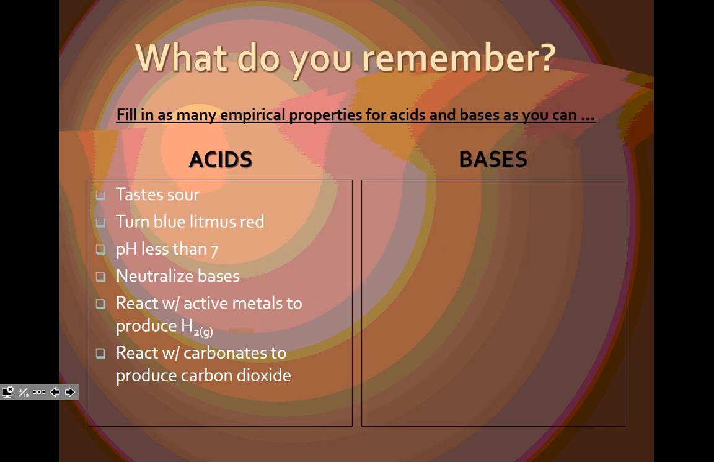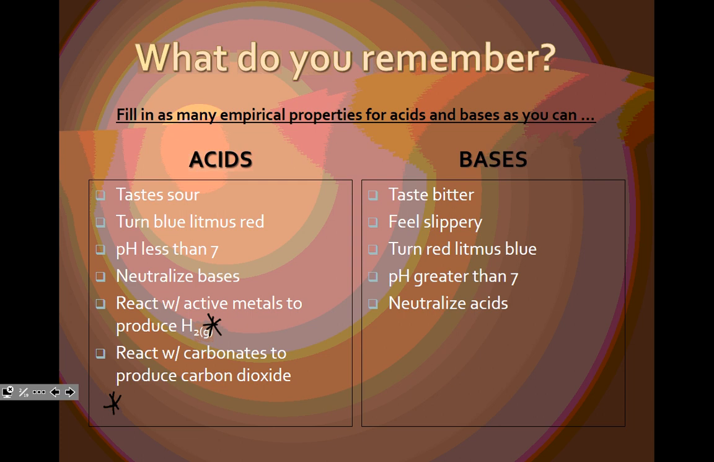What do you remember, kiddos? Acids taste sour, turn blue litmus red. They have a pH less than 7. They neutralize bases. They react with active metals to produce hydrogen gas, which you know, that's really important. They react with carbonates to produce carbon dioxide. This, you're not going to be tested on, but just a little FYI.